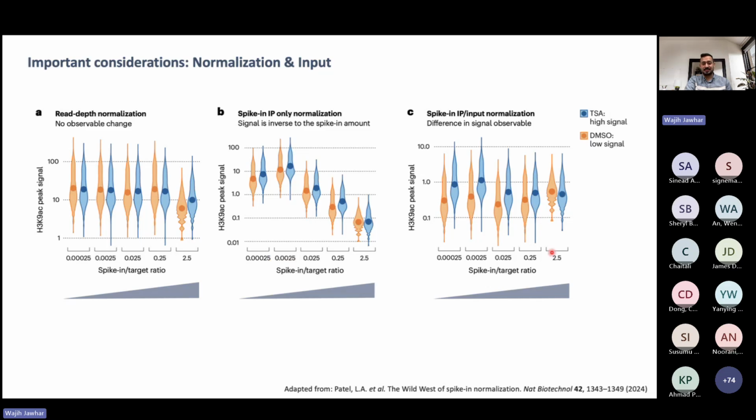And then finally, that's the close to perfect scenario, when a spike-in is performed and is added to both your sample and your input. You can clearly see here that the signal is mostly conserved across the different conditions, regardless of the ratio used. And the observable differences in acetylation are also very clear between the TSA and the DMSO conditions.